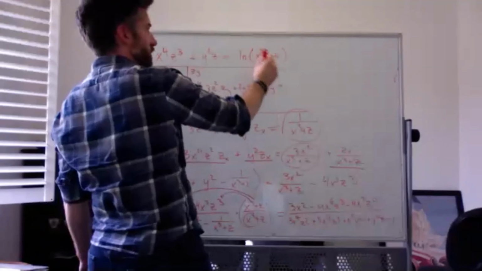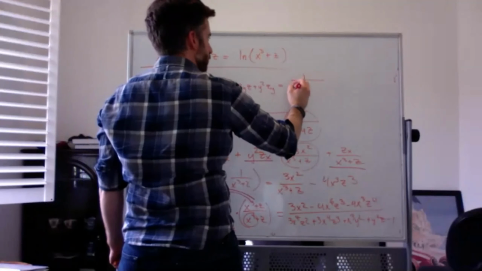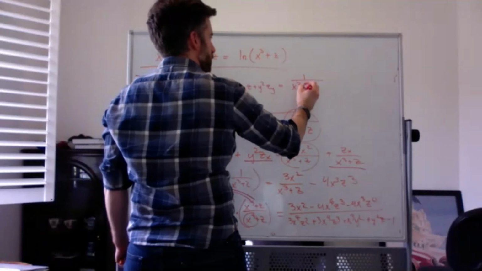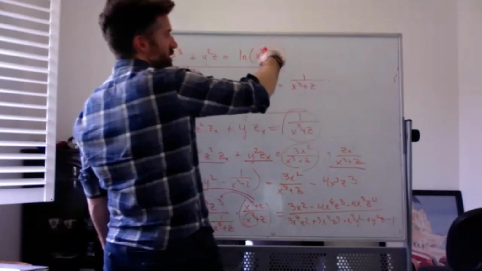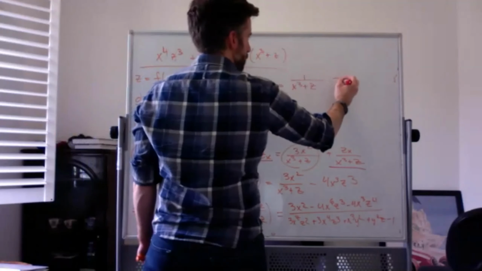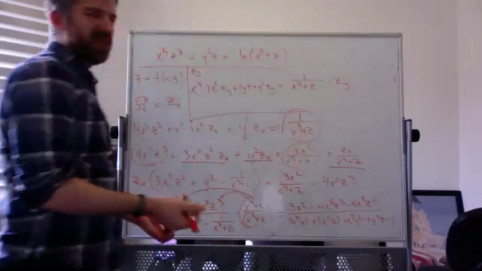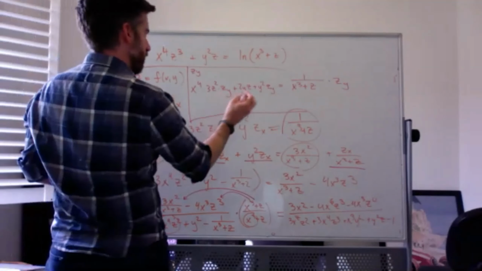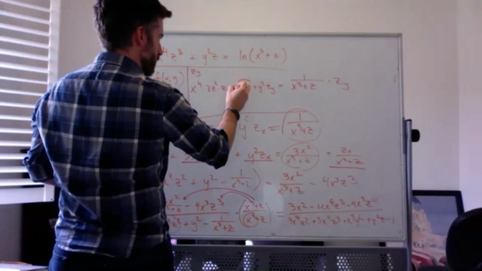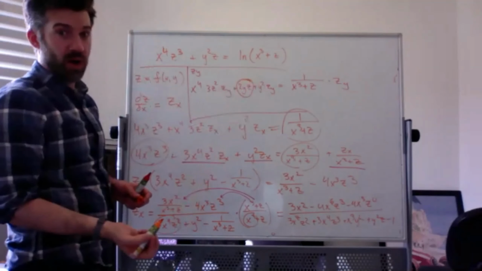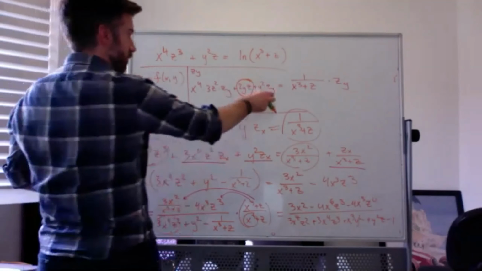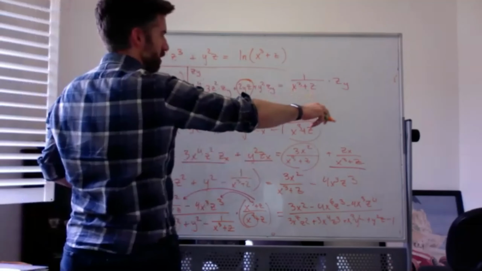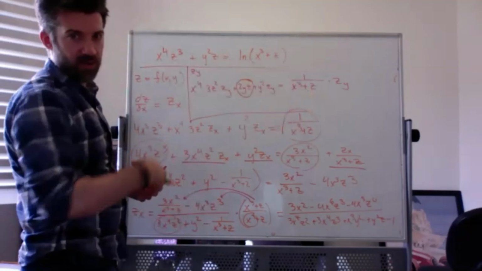It's going to equal the derivative of this, which is 1 over my stuff, times the derivative of this. The derivative of this in this case is just zy. So this one's actually a lot easier because we have a lot fewer terms. So you just have, right, this is the only term that doesn't have a zy in it. So you would bring this over here, factor out the zy, and divide by what's left over.